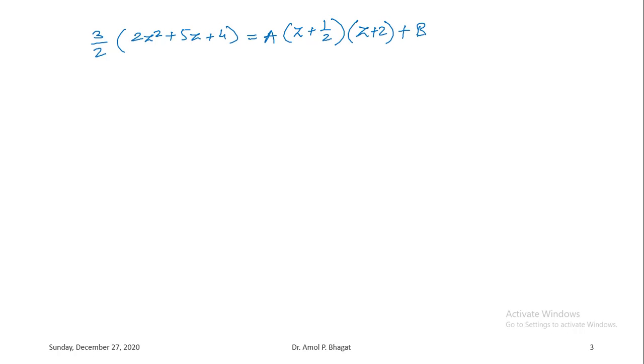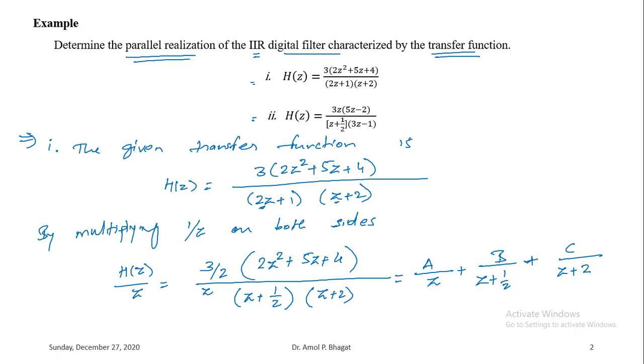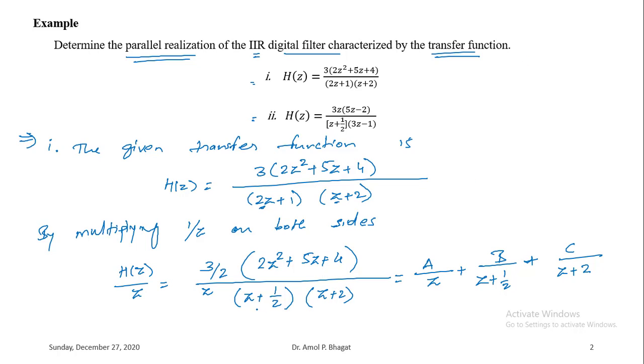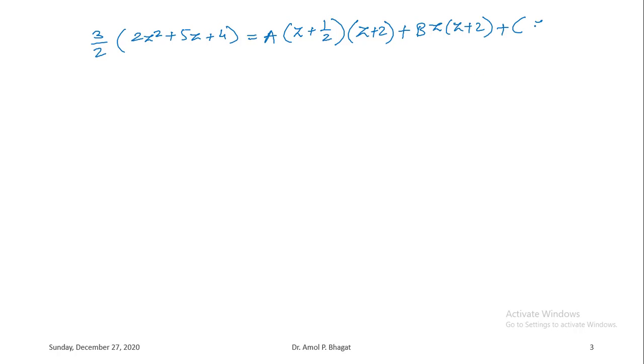plus B multiplied by this z, this z plus 1 by 2 will get cancelled, and z plus 2, right? So z in bracket z plus 2 will be there, plus similarly C again multiplied by this term will be this z plus 2, z plus 2 will get cancelled, z in bracket z plus 1 by 2 will be there, okay? Z in bracket z plus 1 by 2 will be there, right? So to get the values of A, B, C, you have to substitute the values of z, okay?